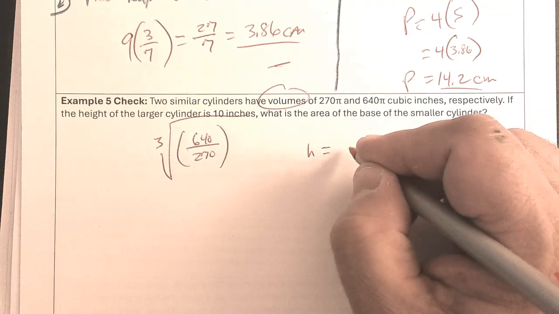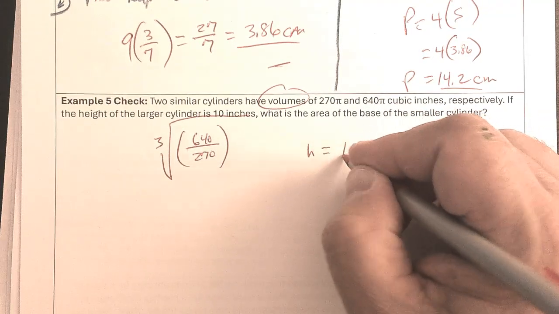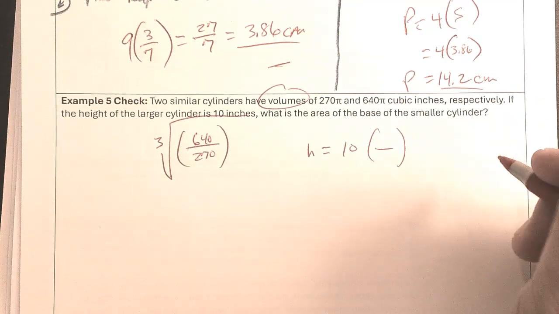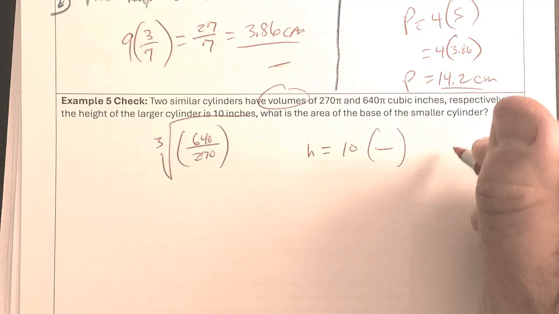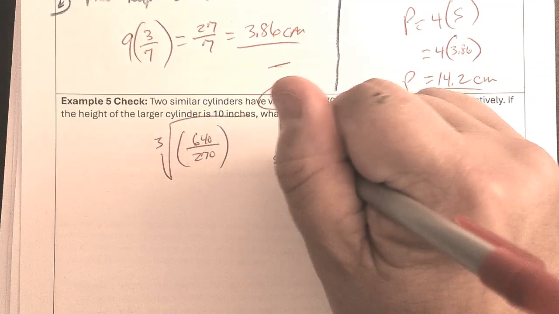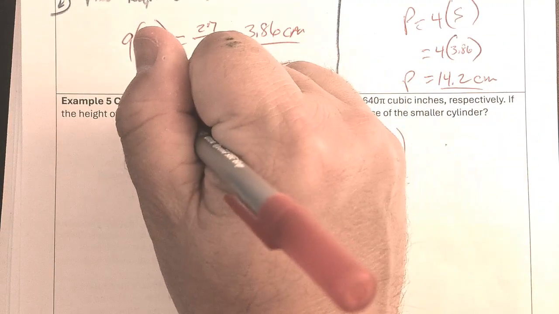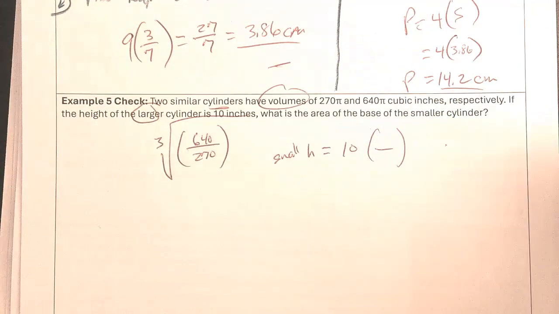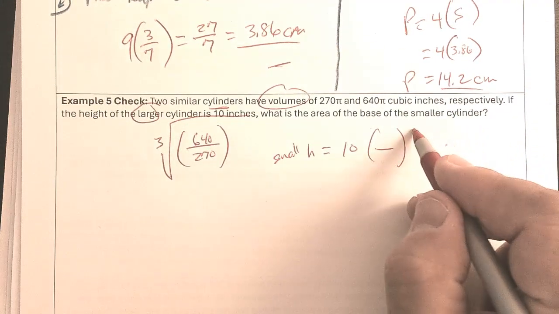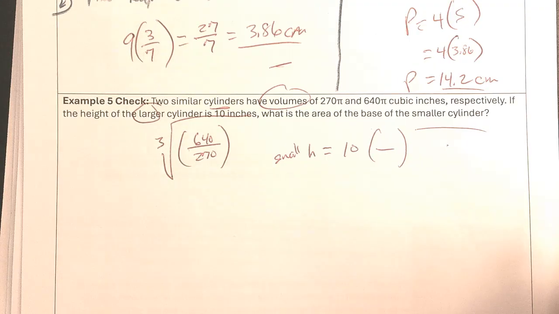So 10 times the scale factor, once you find it here, will give you the smaller height, because the larger height is 10. And that'll give you the smaller height, and then use that to find the area of the base of the smaller cylinder. Okay, hopefully it didn't confuse you guys too much.